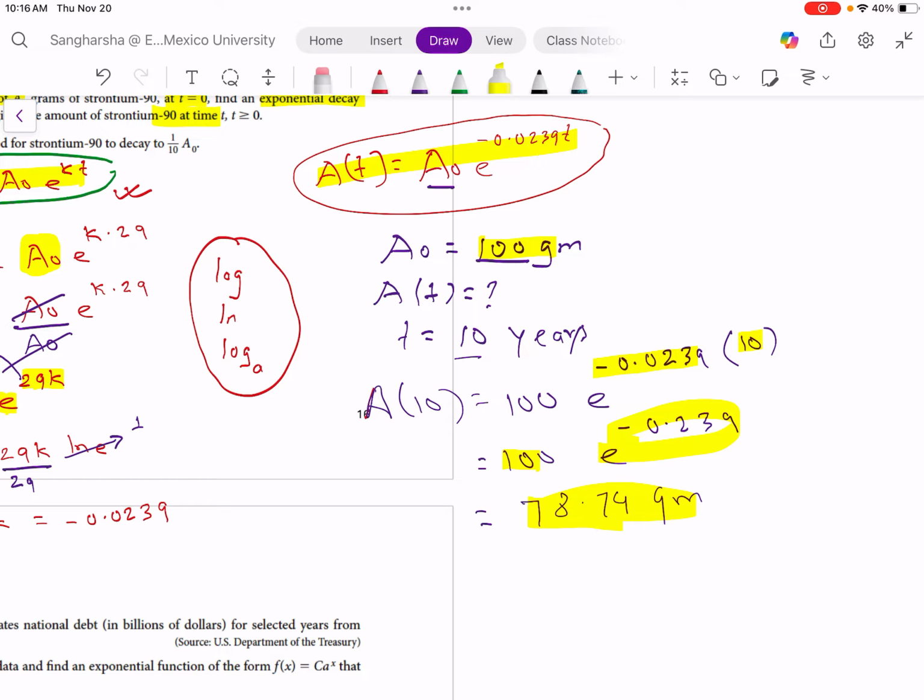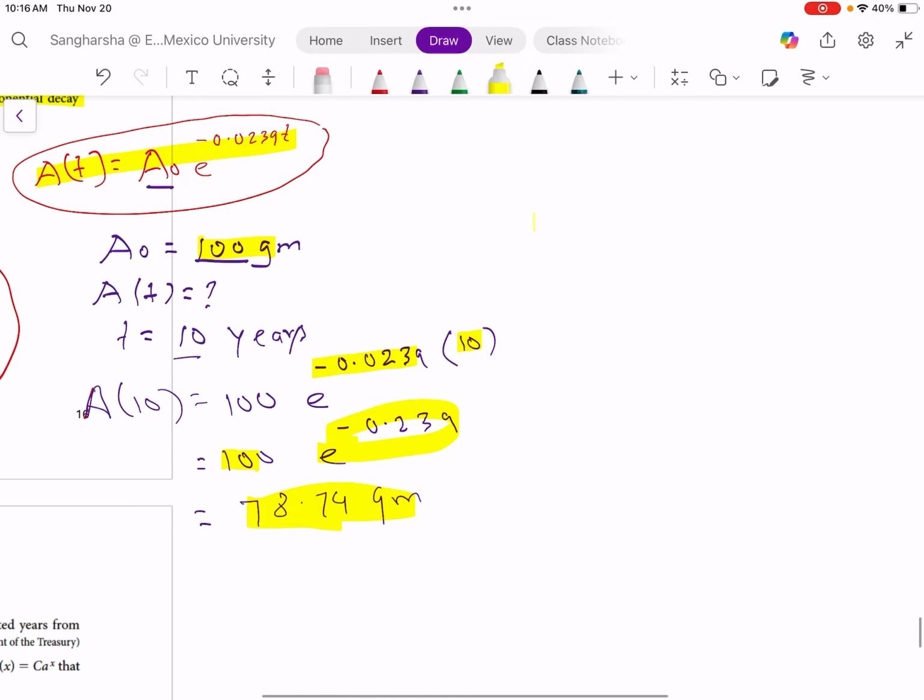Now, what does it mean by breaking into everything? What will be the amount of strontium-90 at that time? 0, right? So we want the 100 gram to break down, to go into 0. So let's see how long it takes. We have the same function. We are using the same function.